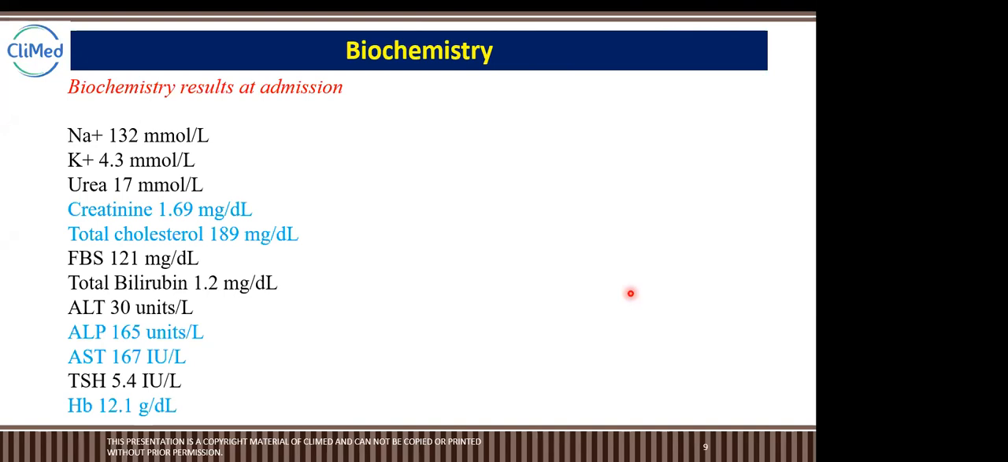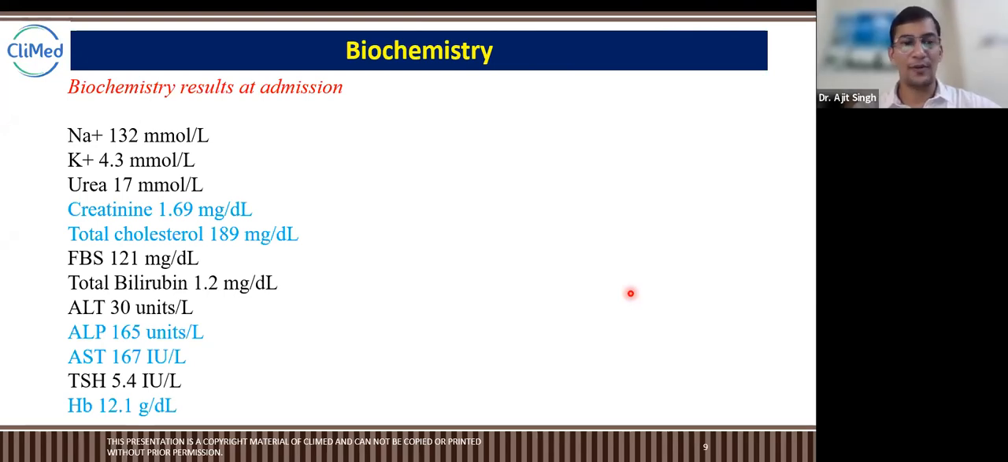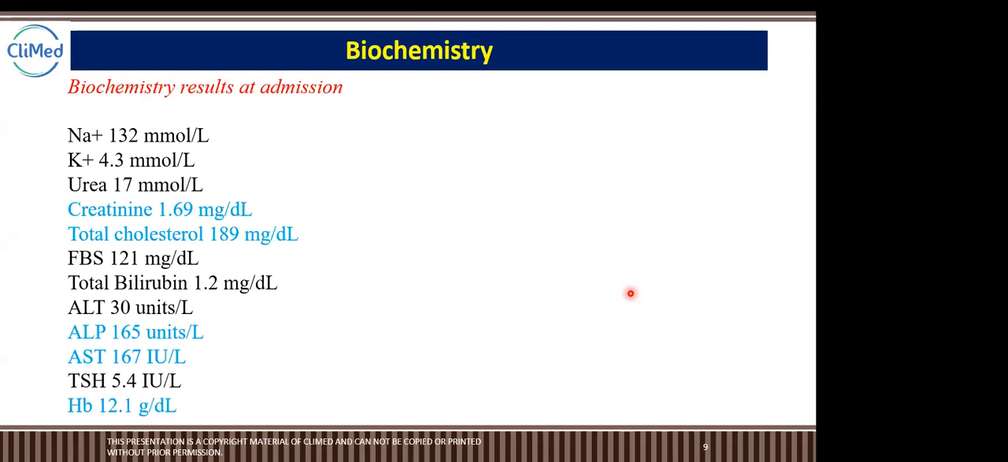Okay, so I think I have made a mistake here. No problem. Creatinine is high. ALP, what should be the normal level of ALP and AST? ALP is less than 270. 46 to 116.